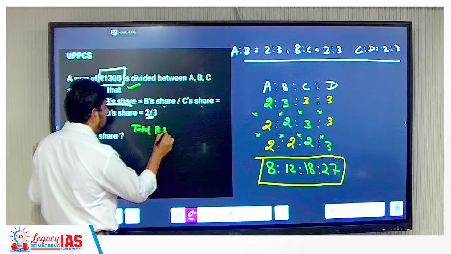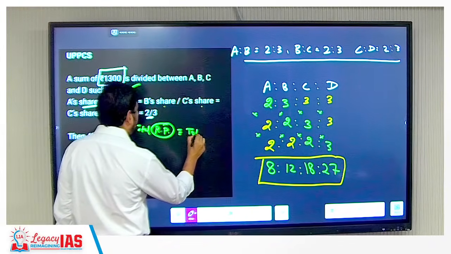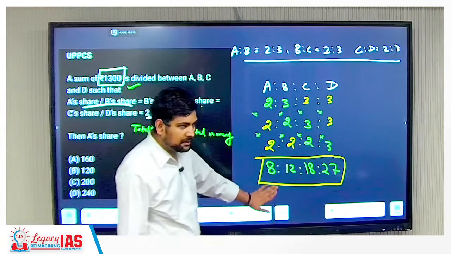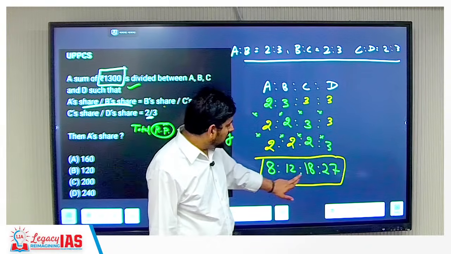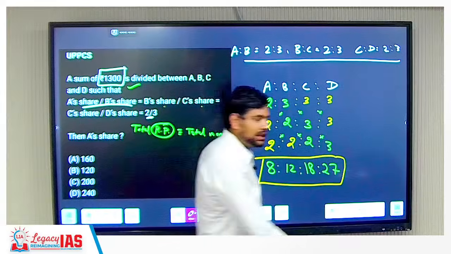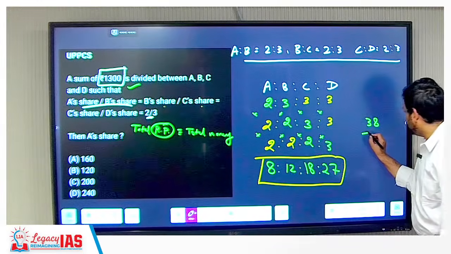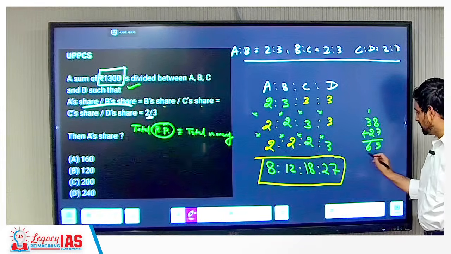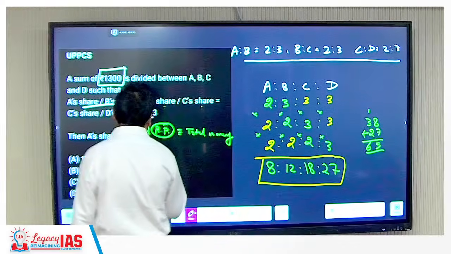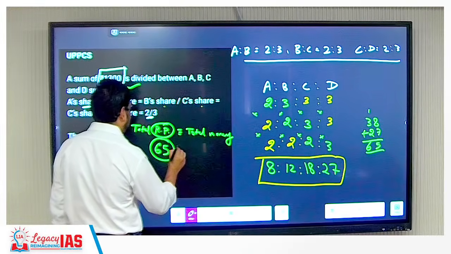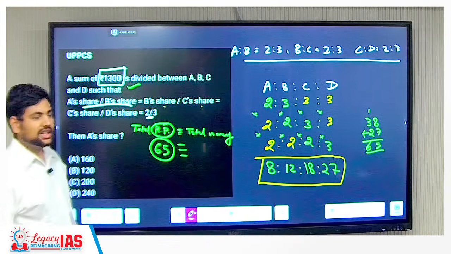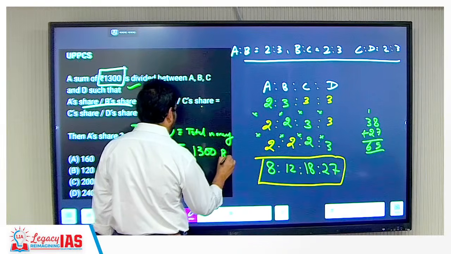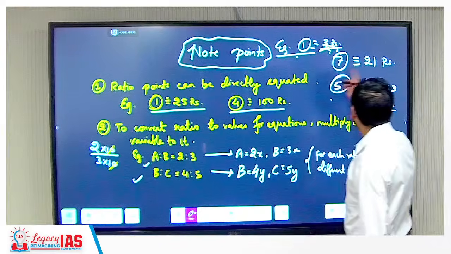So I write here: total ratio points is equal to the total money or total sum. Now what is the total ratio points? 8 plus 12 is 20. 20 plus 18 is 38. 38 plus 27 will be what? 8 plus 7 is 15. 5 here, 1 carry. 3 plus 3 is 6. What do I get? Total ratio points is 65. So that means 65 ratio points is equivalent to what amount of money? 1300 rupees.